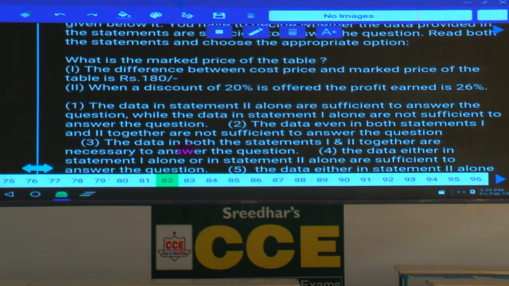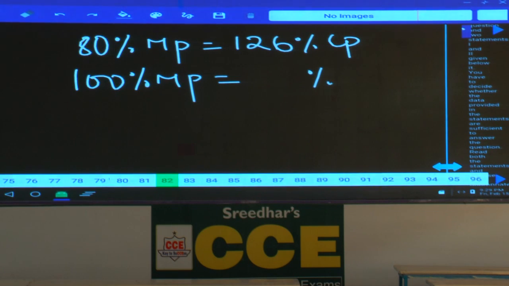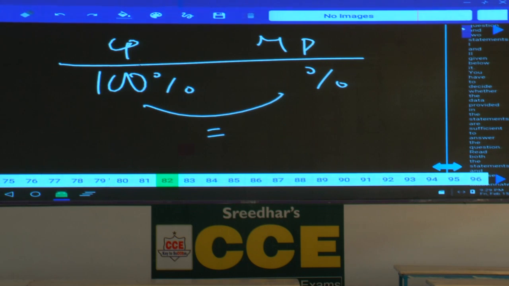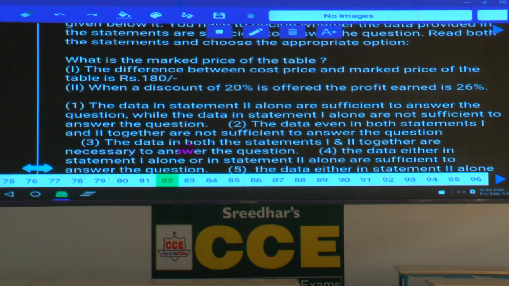But use the first one. The difference between cost price and market price is 180. So you know that you'll get some percentage here. So this is market price in terms of cost price. Cost price itself is 100%. So if cost price is 100%, you know that market price will be in some percentage using the previous step. This difference is given as 180. Can we calculate cost price and market price separately? Yes. So when can we answer the question? Using both.